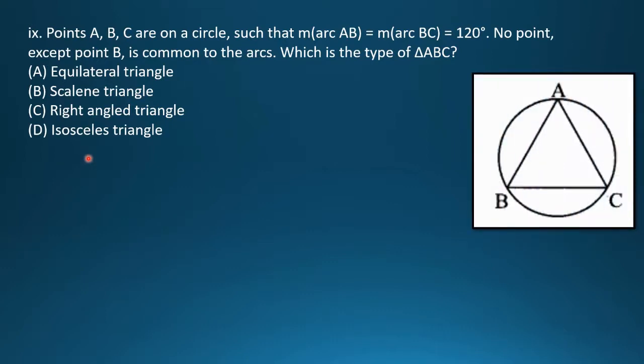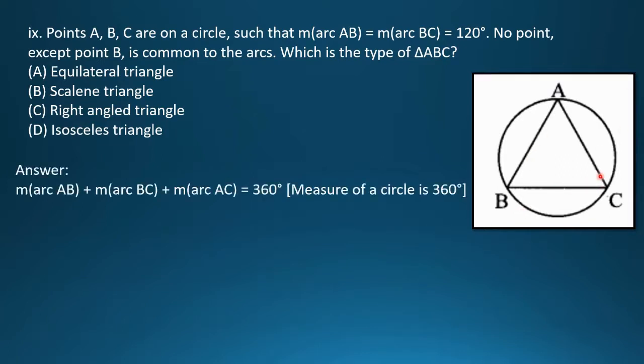So if you look at the diagram, A, B, C are on the circle, and arc AB and arc BC are equal, and both of them are 120 degrees. And no points except point B is common to the arcs. So these two arcs have only one point, that is point B, in common. Now we have to find out what type of triangle ABC is. So let us start with the solution.